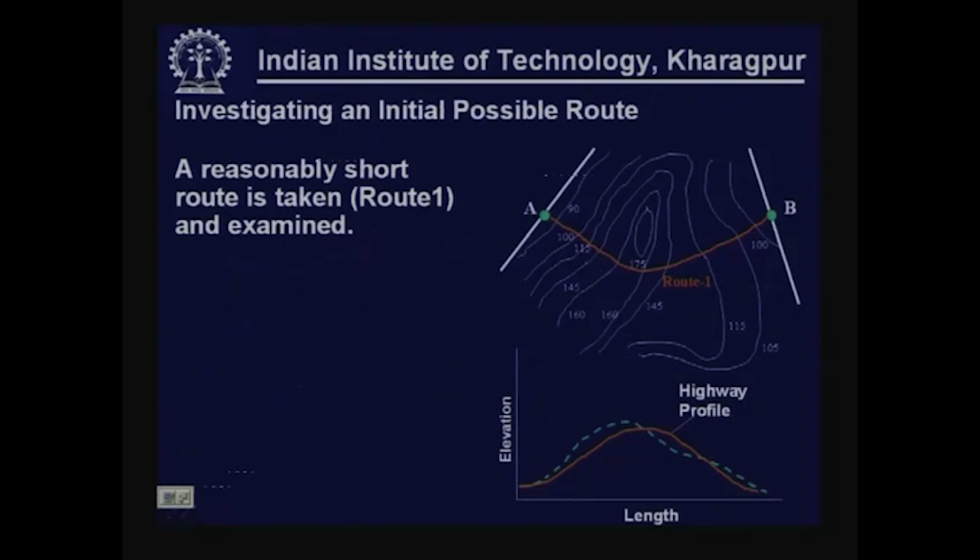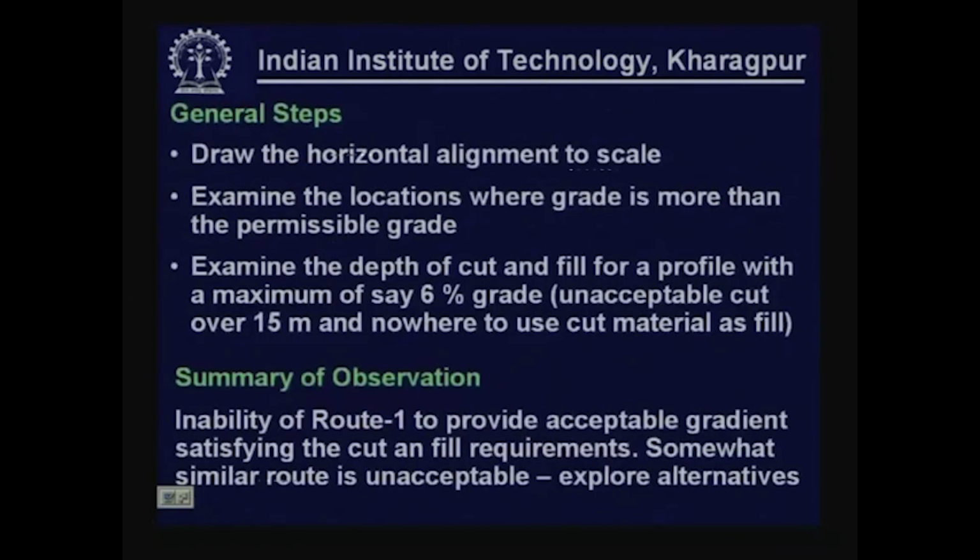If you actually take the values and calculate, you will find that. So, that way only it is plotted. We know the contour line. What we have observed in this case is that if we try to keep the slope at a maximum of 6%, then we have to go for heavy cutting of more than 15 meters, and nowhere can we use the cut material as fill. That means cutting and filling is not balanced, earthwork is not balanced.